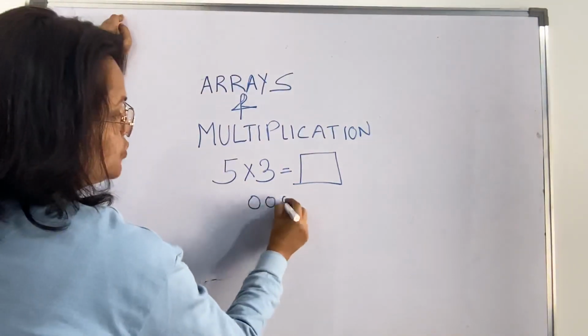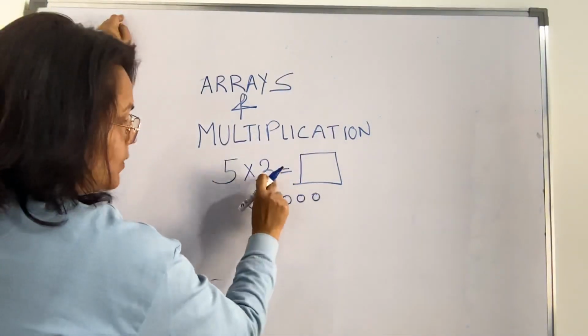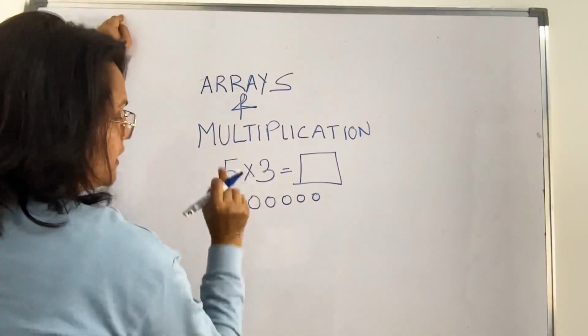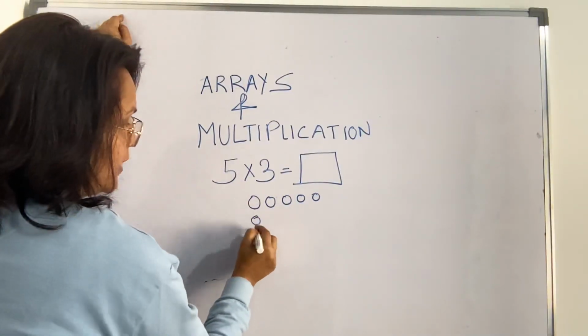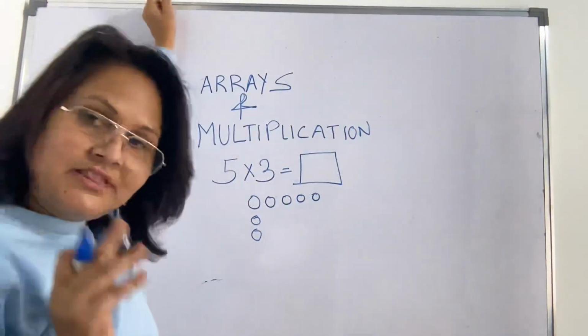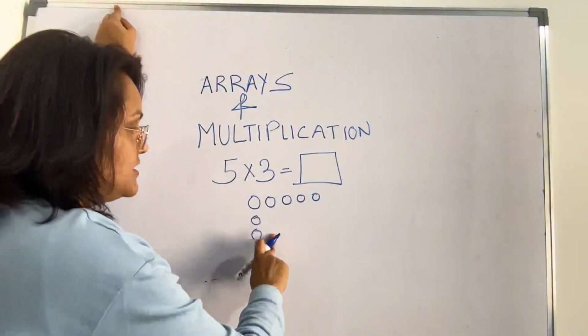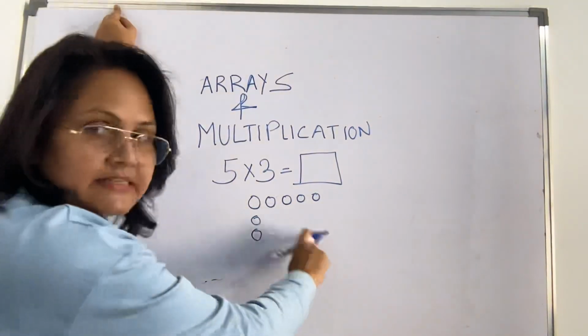So 1, 2, 3, 4, 5. Now vertical we have to take care. So 3. So 1 is already there, 2 and 3. Now with the arrays concept, we can make the child understand, complete these arrays.